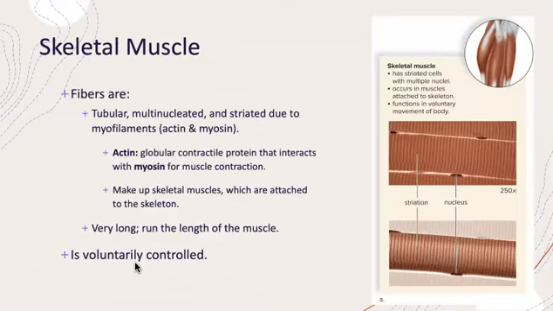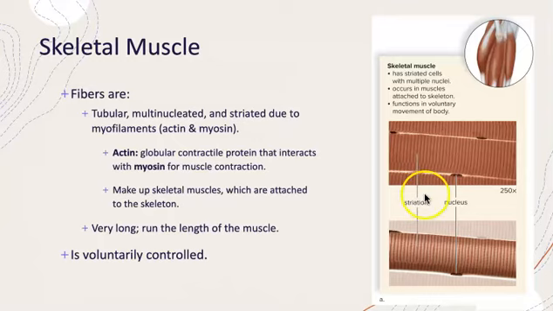First, let's talk about skeletal muscle. We'll see that the cells here are going to have a tubular, multinucleated, and striated appearance due to the myofilaments that we have within here called actin and myosin. Actin is going to be more of a globular contractile protein that will interact with our other myofilament called myosin to allow for muscle contraction to take place. We're going to talk extensively about these two proteins in the coming slides.